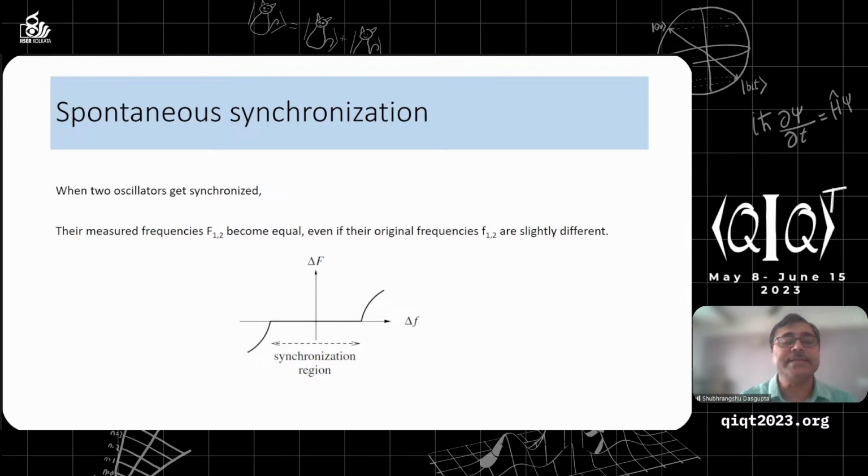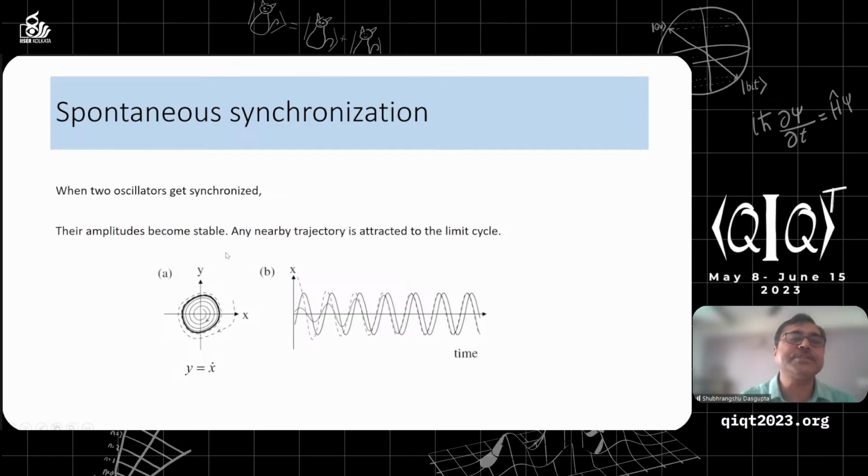Okay, so that means, as I understood, that there must be some kind of plateau-like structure in the frequency interval plot. The amplitudes become stable. Any nearby trajectory is attracted to the limit cycle. So if I say there is a phase space where y means x dot, particularly the momentum space, then in the position-momentum space, there will be a closed loop. Let me not call it a circle all the time. So this is called the limit cycle.